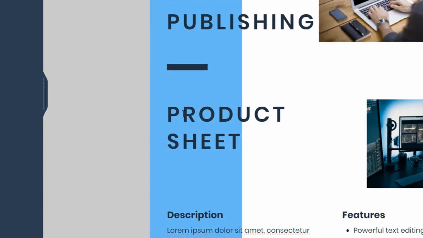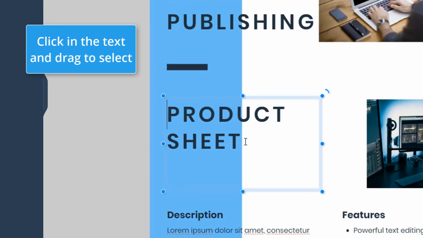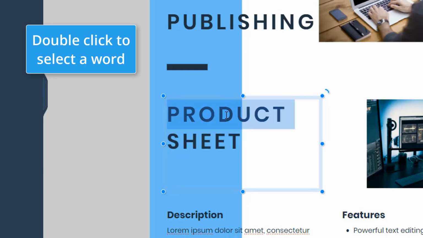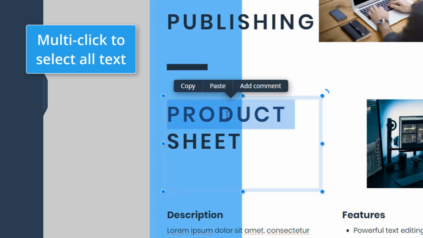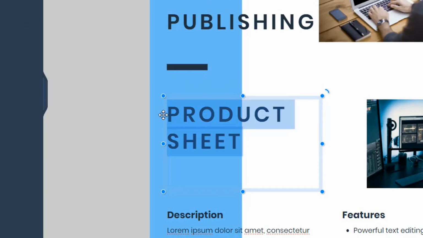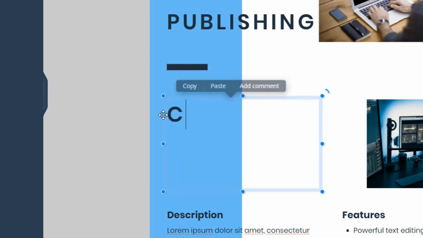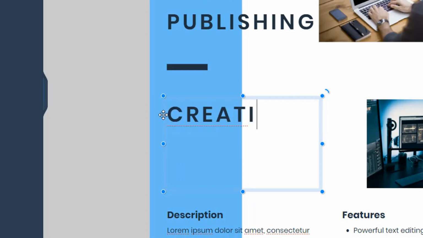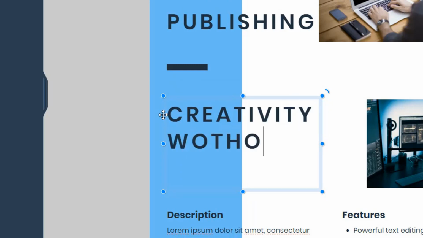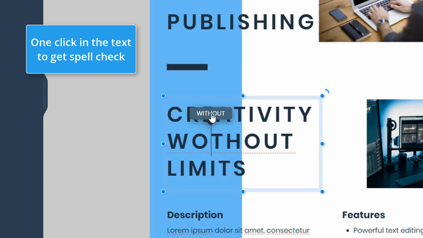So next is I want to edit some text. So simply click in the text and drag to select. You can also click once to place the caret. You can double click to select the word, multi-click to select an entire paragraph. So in this case, I just click and drag and then start typing. It's that easy. So creativity without limits. Well, misspell, all I have to do again, one click, spell check, done.